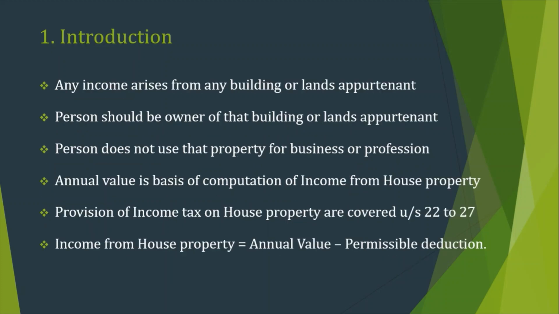Friends, topic number 1, introduction. Any income received from any building or land apartment is considered income from house property for the person who is the owner of that property. So ownership must be there. Then, the person does not use that property for business and profession. If a property is partly used for business and profession and a portion is used for residential or let out purpose, then the income from the let out portion shall be income from house property, not income from business and profession.